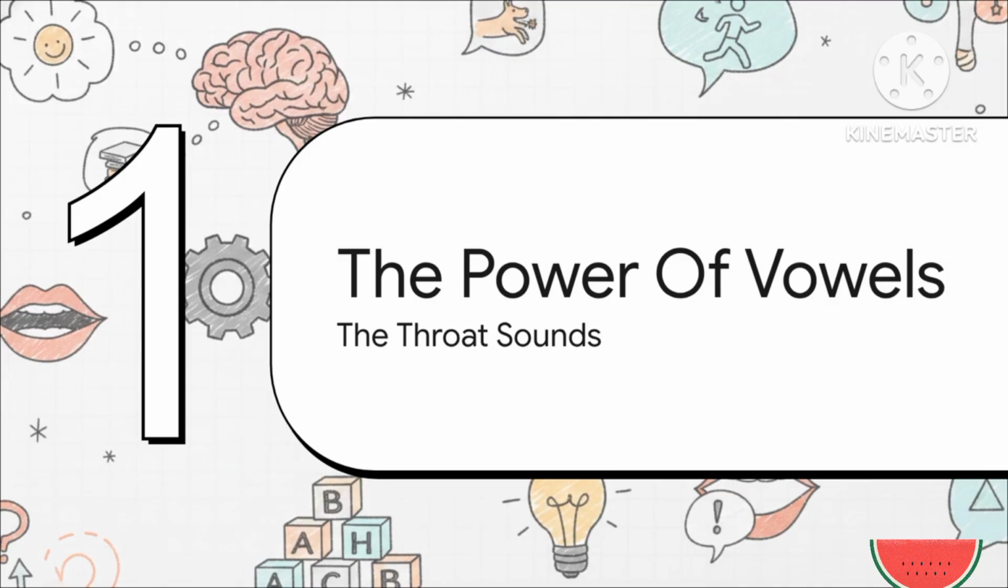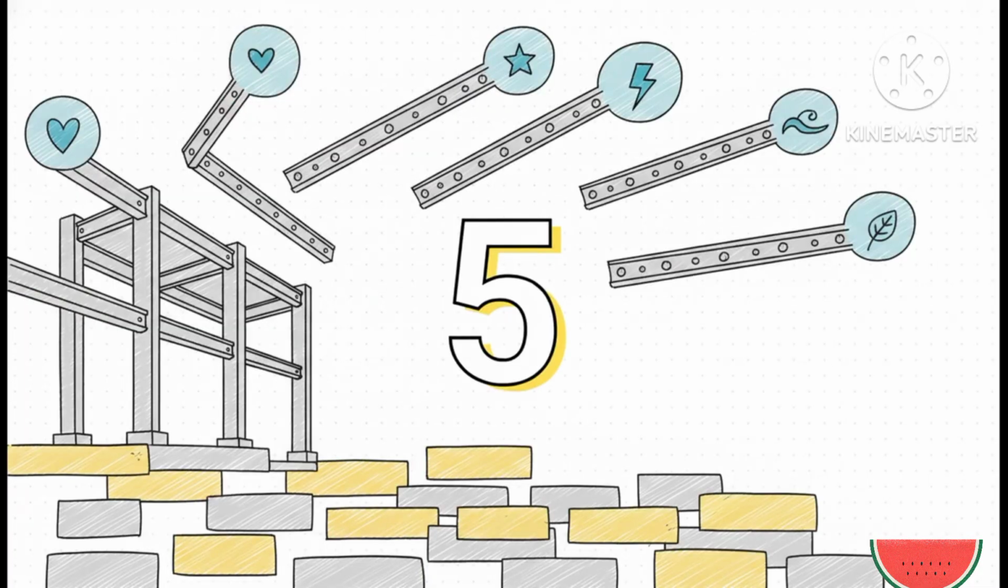Section 2. The power of vowels, the throat sounds. Among those 26 sounds we just talked about, there is a very special VIP group. Yep, a VIP group of exactly 5 letters, A, E, I, O, and U. If the alphabet were a skyscraper, these 5 letters would be the load-bearing steel beams holding the entire structure up. They are the ultimate building blocks, totally required to construct almost every single valid word in the English language.